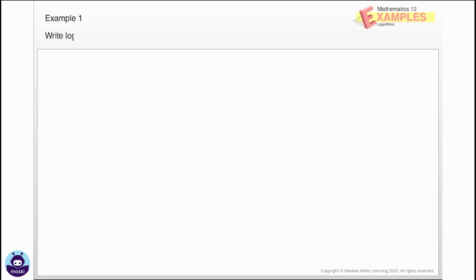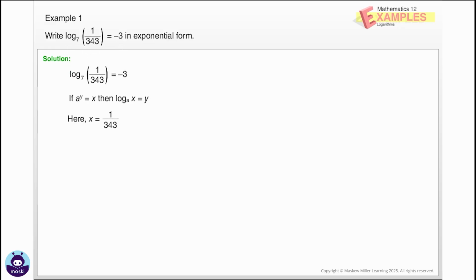Example 1. Write log 1 over 343 base 7 equals negative 3 in exponential form. Solution. Recall the definition of a logarithm. Here, x equals 1 over 343, a equals 7 and y equals negative 3. Here, a represents the base and y represents the exponent. To write this in exponential form, we would equate it to x. Therefore, 7 raised to the power negative 3 equals 1 over 343.